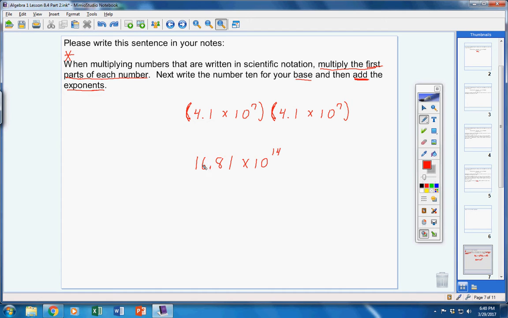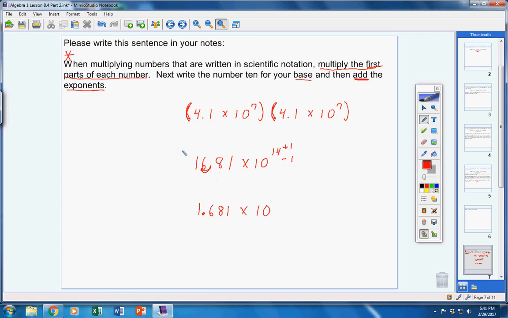How many digits do I have to the left of the decimal? 2. How many do I want? 1. So you're going to have to move the decimal one place to here. So now you have 1.681 times 10. Now, we're either going to add 1 to the 14, or we're going to subtract 1 because we moved the decimal one place.